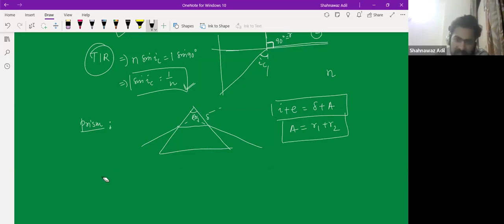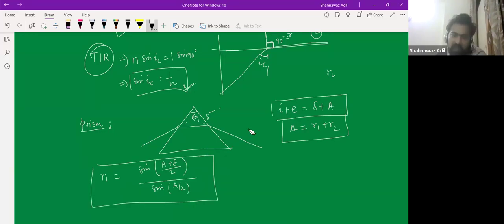But the important thing that we have to remember is that the refractive index of this prism is equal to sine of (A plus delta) by 2 divided by sine A by 2. This is the important relation. If we remember this, then solving prism questions would be easy.